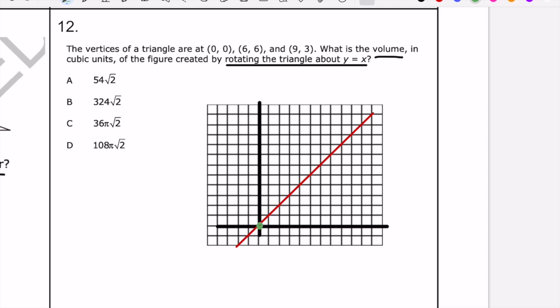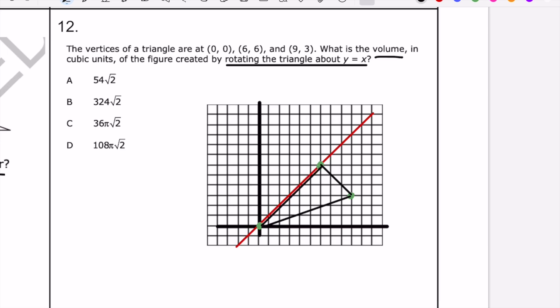So we're going to plot the points. We have 0, 0. Then we have 6, 6. 1, 2, 3, 4, 5, 6. 1, 2, 3, 4, 5, 6. And actually it lands on that line. And then we have 9, 3. So we're going to go to 9 and then positive 3. So we have this right triangle, or I'm not even going to say right triangle. We have this triangle that's being drawn here over the line y equals x.